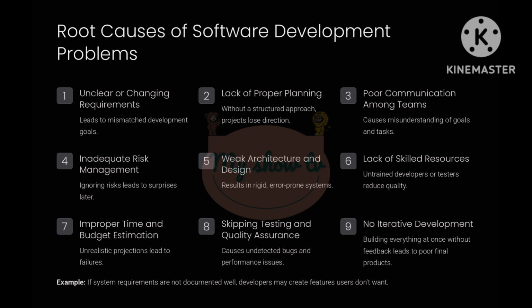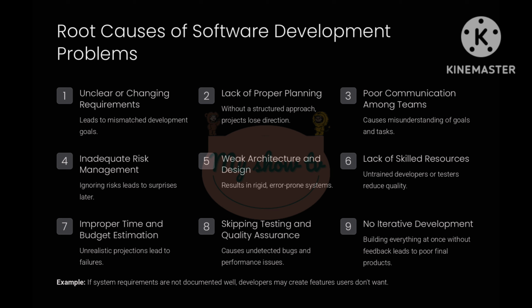Let's now analyze why these symptoms occur, the root causes behind software failures. 1. Unclear or changing requirements. If requirements are not gathered and fixed properly, they will keep changing, confusing developers. 2. Lack of proper planning. Without planning, there's no clear direction, leading to chaos. 3. Poor team communication. When developers, testers, and clients don't talk frequently, assumptions and misunderstandings occur. 4. Inadequate risk management. Ignoring risks like technology limitations or staffing issues causes problems later.